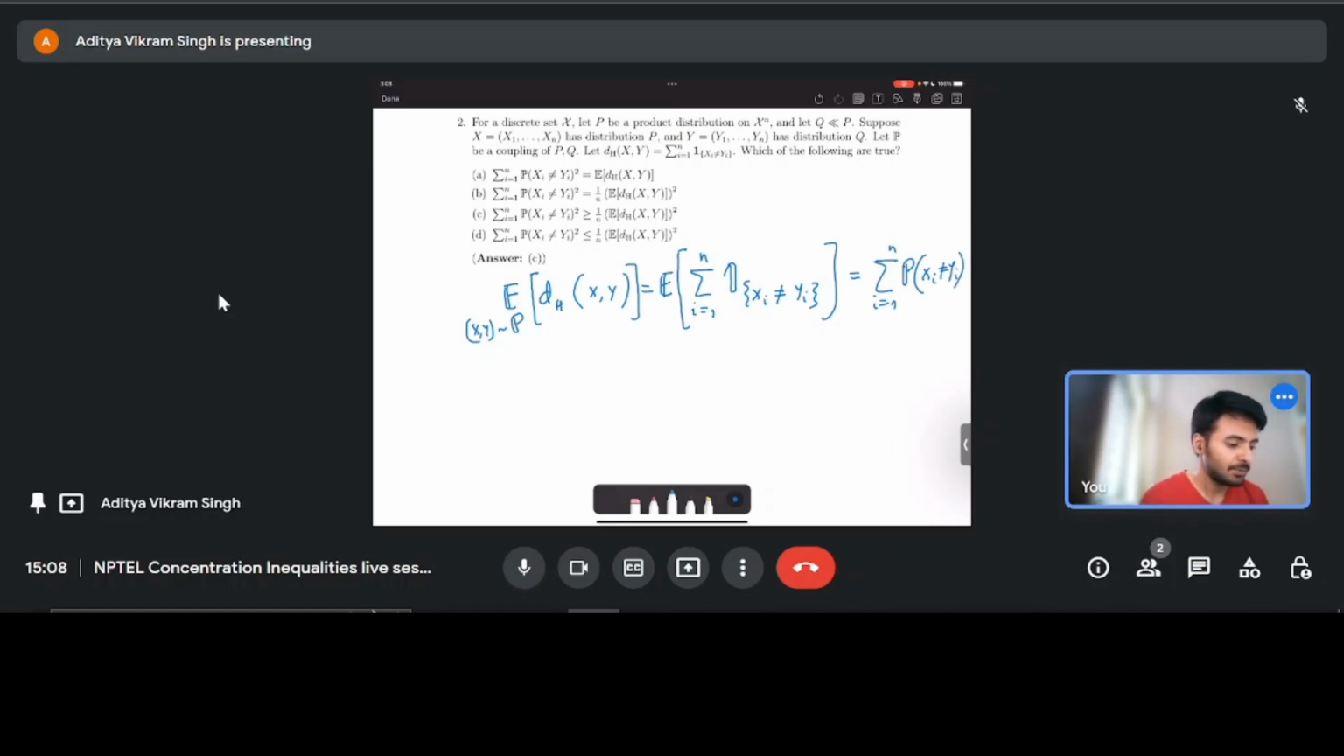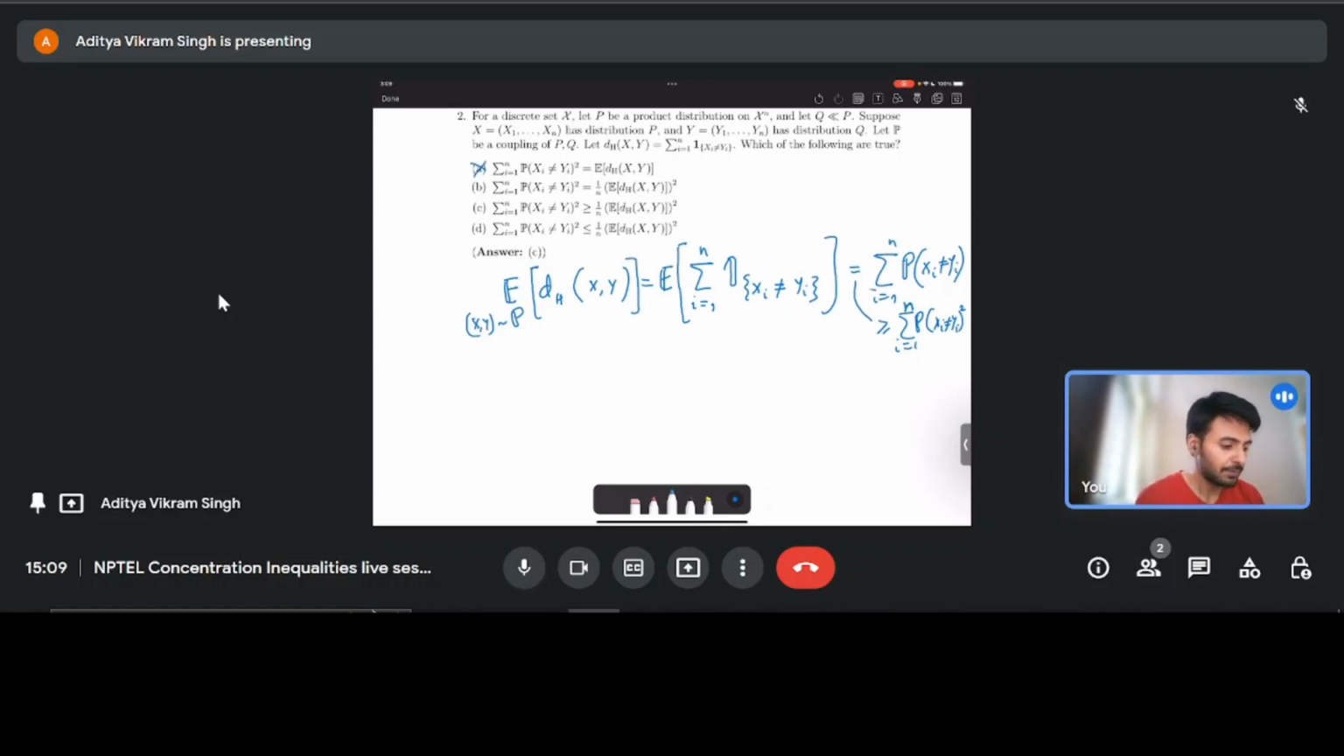So option A doesn't seem correct. You know that this is greater than or equal to the sum over i equals 1 to n of the probability that Xi not equal to Yi, the whole square, because probability lies in the 0 to 1 interval, so its square would be less than itself. So basically option A is not correct. Now options B, C, D all involve the square of the expected Hamming distance. So let's look at this.